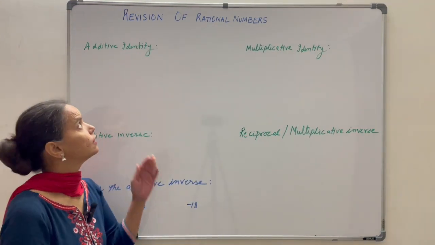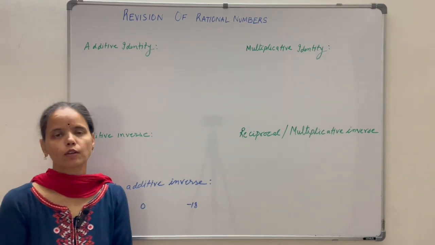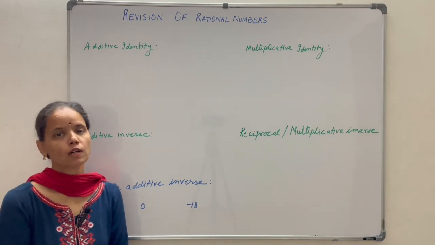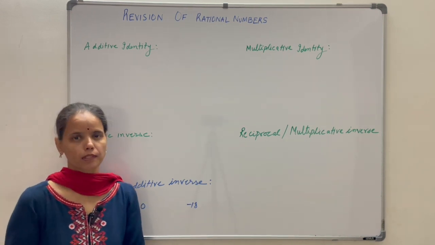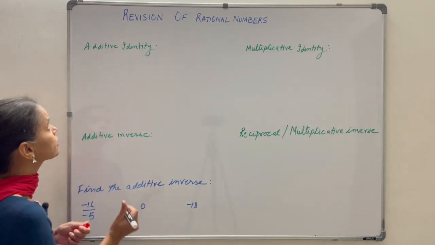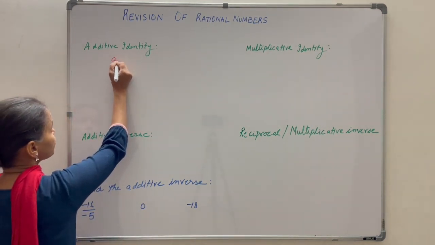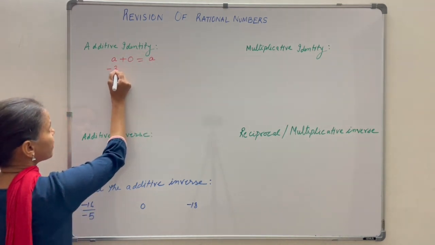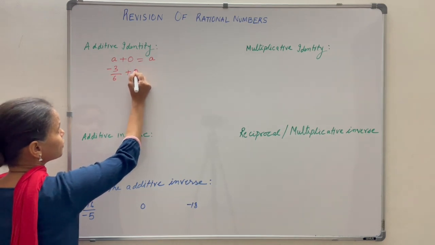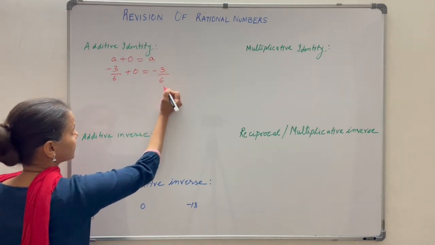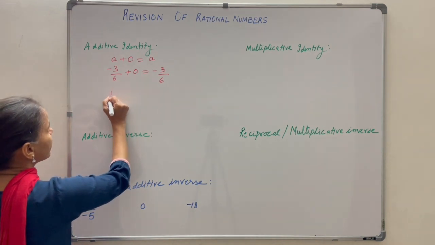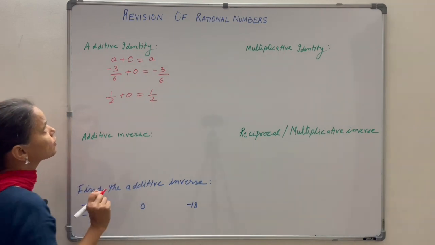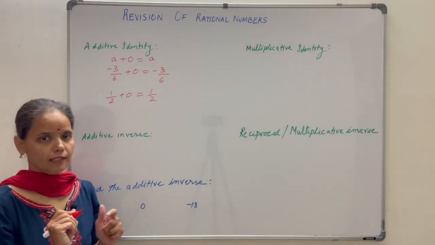Now let us discuss the additive identity. So as you all know, the additive identity for natural numbers, whole numbers and integers, it is 0. Similarly, for rational numbers, 0 is the additive identity. That means whenever you add any rational number to 0, you are going to get the same rational number. For example, minus 3 by 6 added to 0, you get minus 3 by 6. Or 1 by 2 plus 0 is equals to 1 by 2.